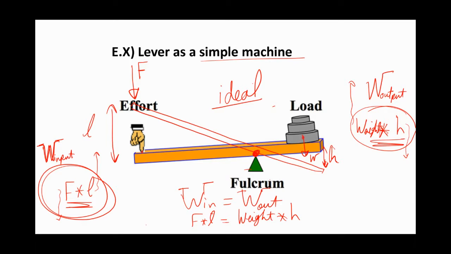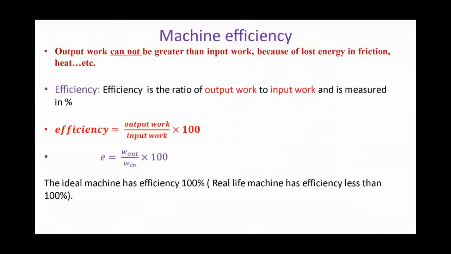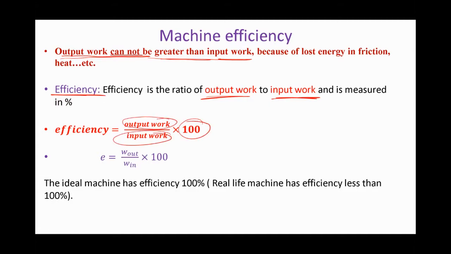But usually that doesn't happen, because there are some losses. There is friction. The output work in real life cannot be greater than the input work, but usually it's lower than the input work. So we need to define the efficiency. What is the efficiency? Efficiency is the ratio between the output work and the input work. It's measured in percentage, that's why we divide the output work over the input work times 100. It gives you the efficiency as a percentage.